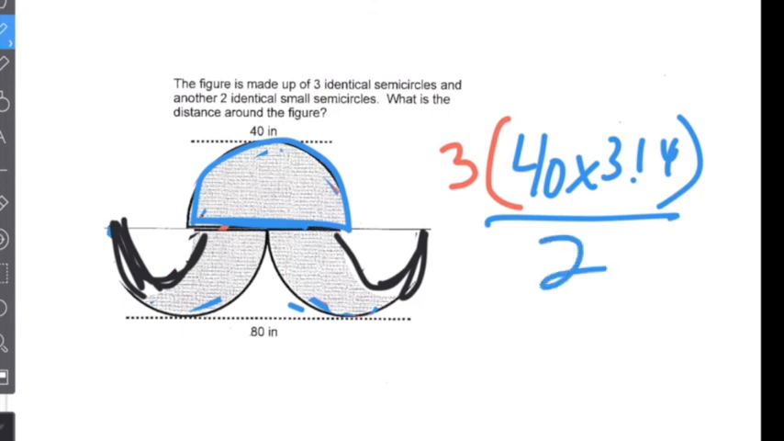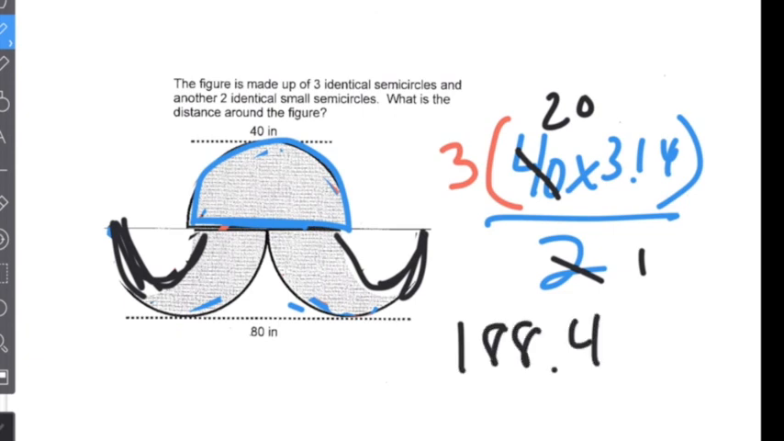You can do several things. One thing I'm going to do is simplify right here. Now I could just multiply 3 times 20, which is 60, and then multiply by 3.14. So I'm going to get 188.4 inches, which is my 3 big semicircles.